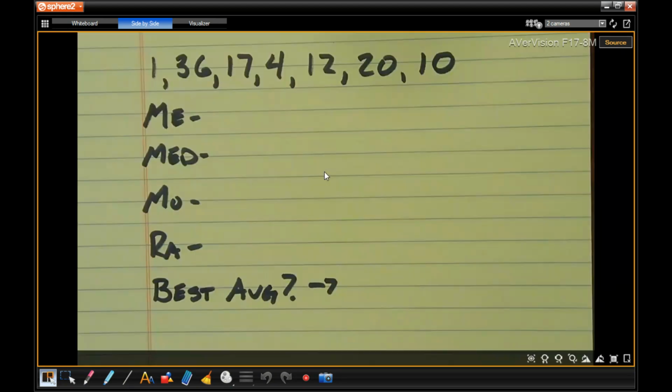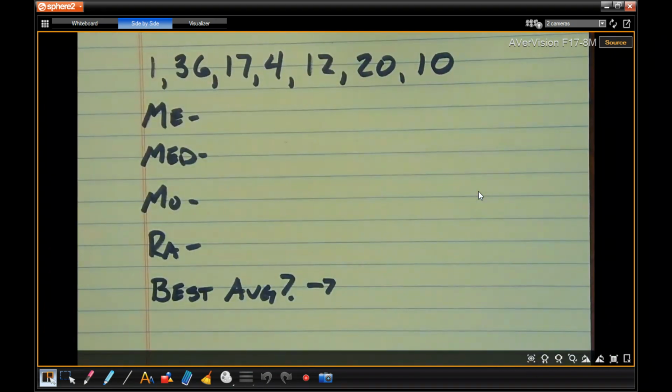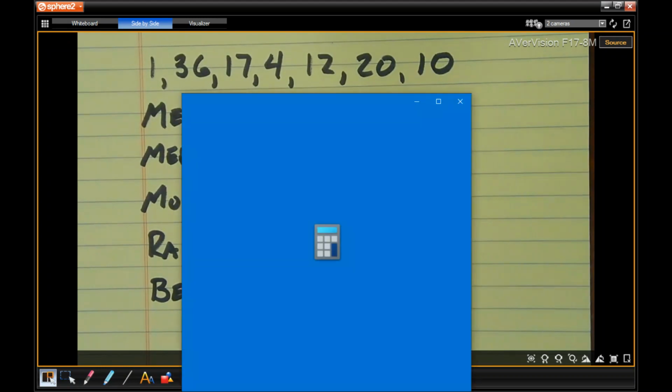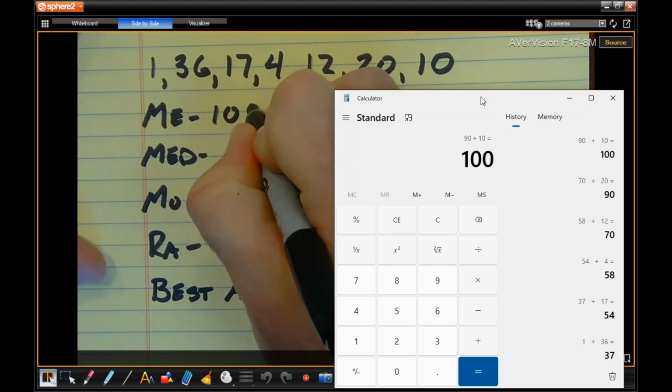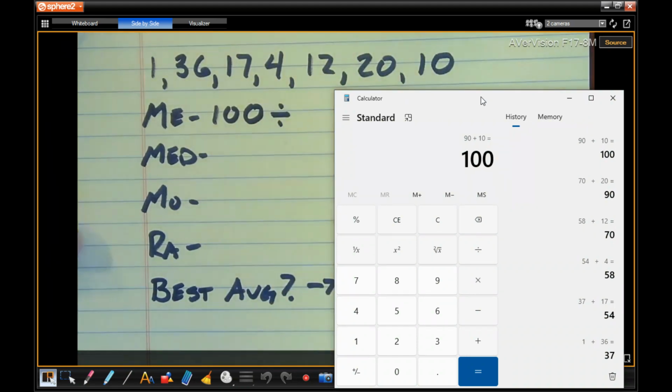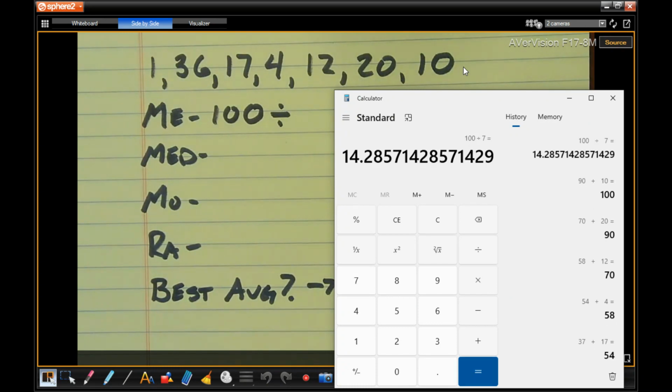All right. Welcome back. Let's look through these. Okay. I'm going to add these all together. 1 plus 36. We can actually just pull up a Quackulator. Okay. We can say 1 plus 36 plus 17 plus 4 plus 12 plus 20 plus 10. We have 100. Okay, divided by, how many terms do we have? 1, 2, 3, 4, 5, 6, 7 terms. Okay, so our average is about, we'll say 14.3.